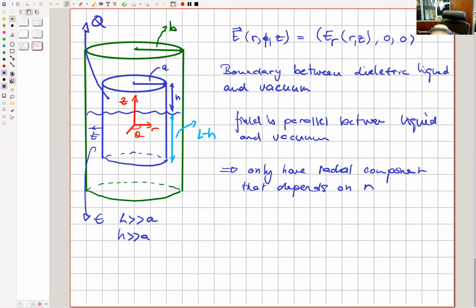Let's look at the first subproblem. What is the surface charge density at the top side here? Let's call this medium 1, and this is medium 2. What is the surface charge in region 1, right above the liquid?